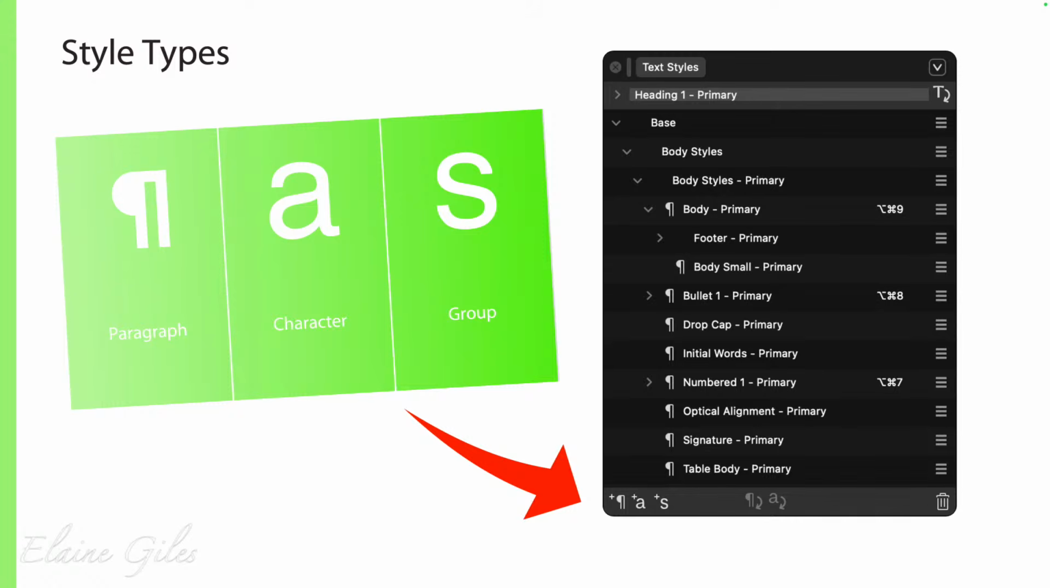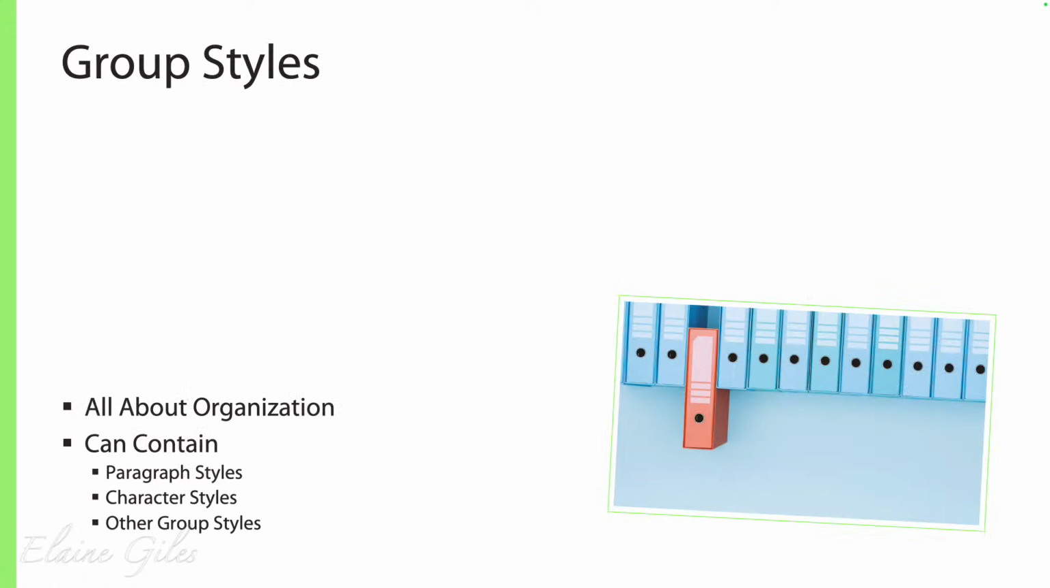Character styles apply to text that you have deliberately selected. Group styles are completely different. You don't really apply a group style. It's an organisational unit. So group styles themselves, it is all about organisation of the other style types. And the group styles can contain paragraph styles, character styles, and you can start to create a hierarchy by including other group styles within groups, so they can be nested.